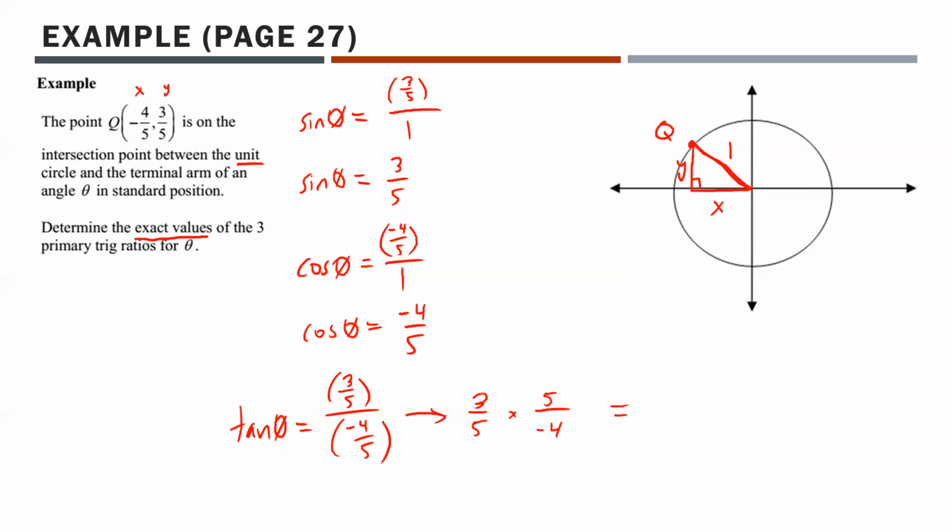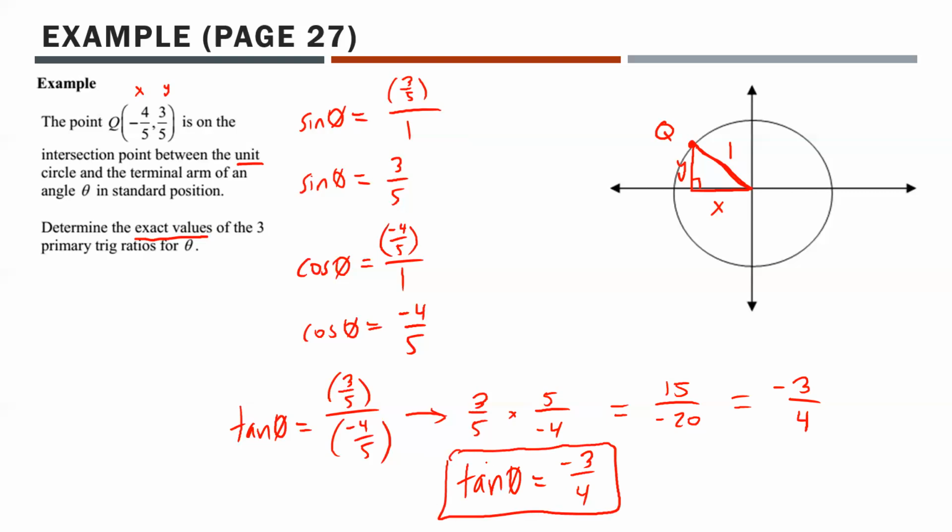This, of course, would simplify to be 3 times 5, which is 15, over 5 times -4, which is -20. But 15 over -20, notice 15 and 20 can both be divided by 5. I can actually simplify down to 3/4. And I don't like having a negative on the bottom, so I just move it up to the top. So -3/4. So just to finish that off, we'll say that tan theta equals -3/4. So that one causes a little bit more of a challenge, but not too bad overall. And I'll box all my answers here.